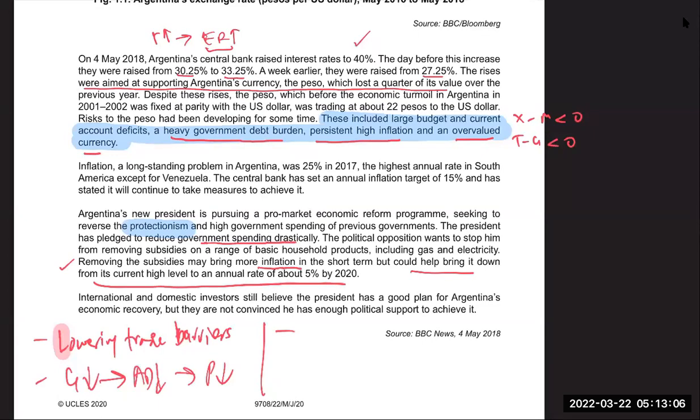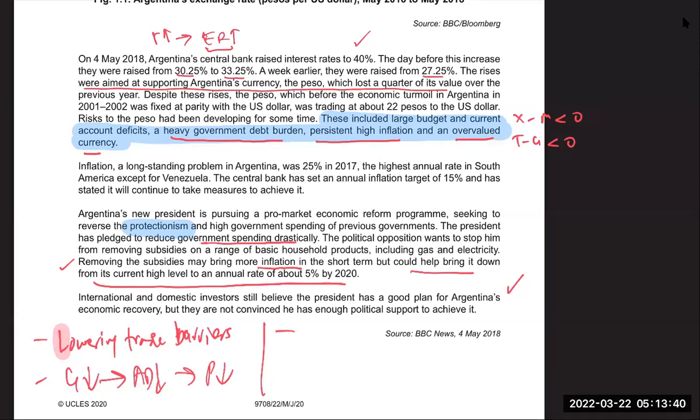So he's saying, let's remove all these subsidies, which would mean in the short run there will be high inflation, but it could help bring it down from its current high level, and then ultimately things will normalize. International and domestic investors still believe the president has a good plan for Argentina's economic recovery, but they're not convinced he has enough political support to achieve it. So while the president is going for these drastic changes, does the government have any power or not?